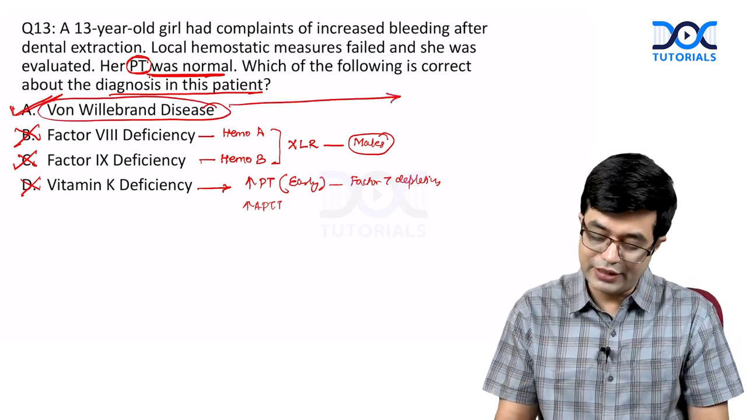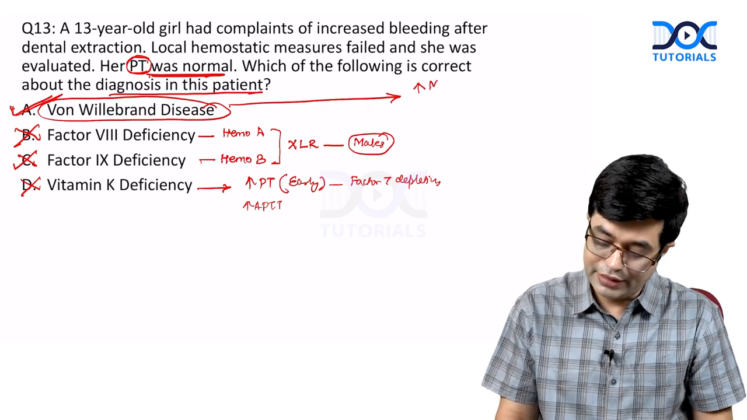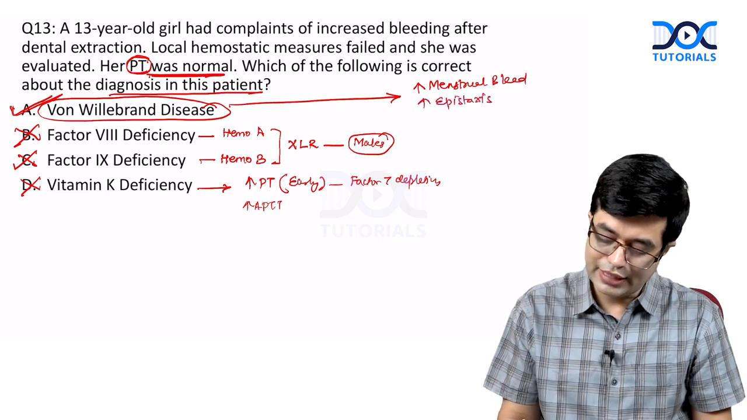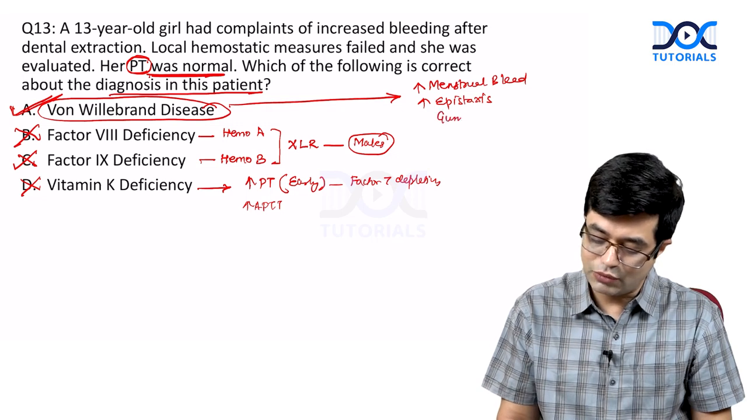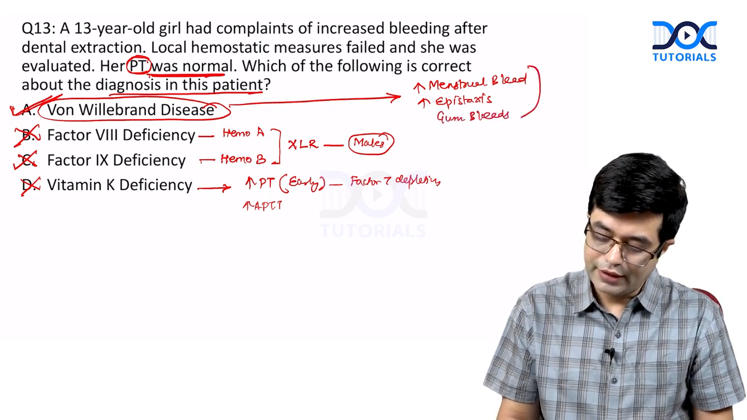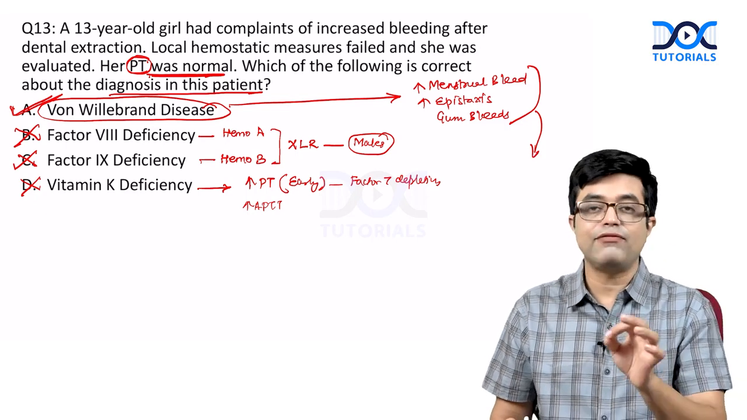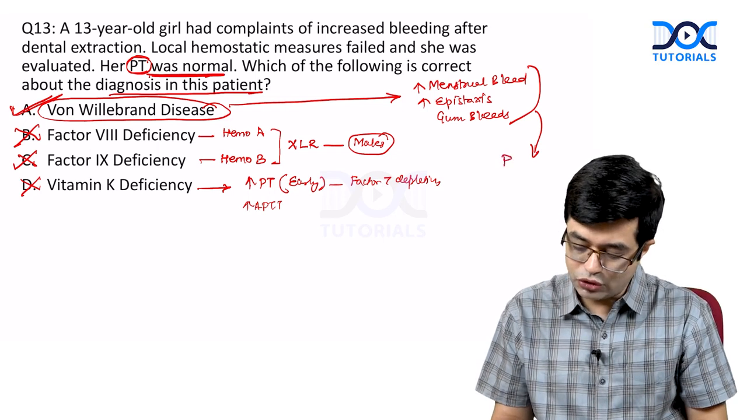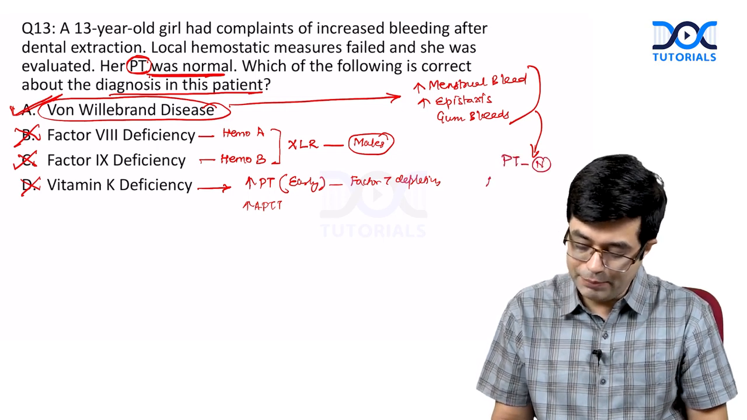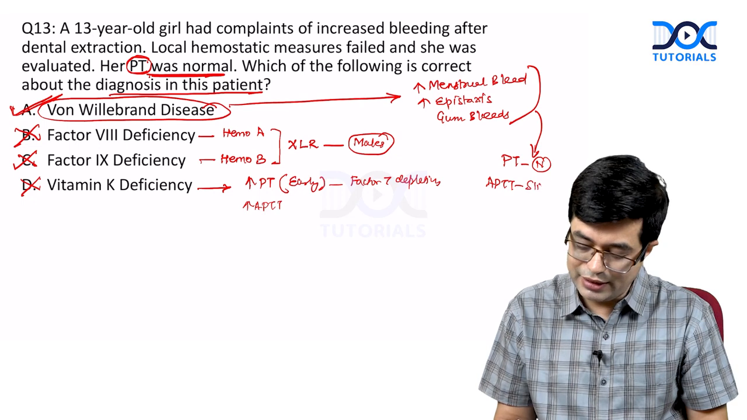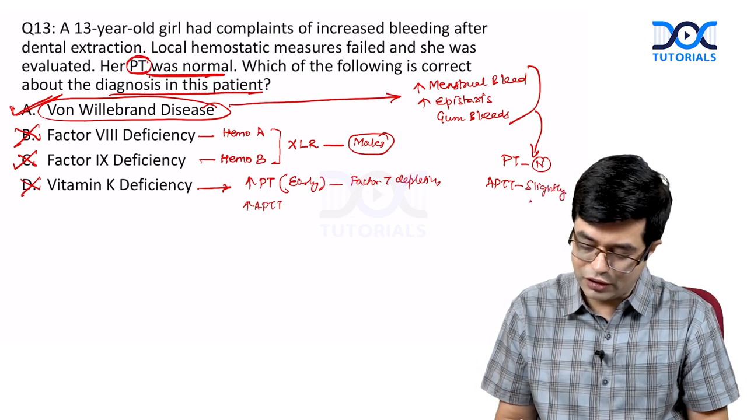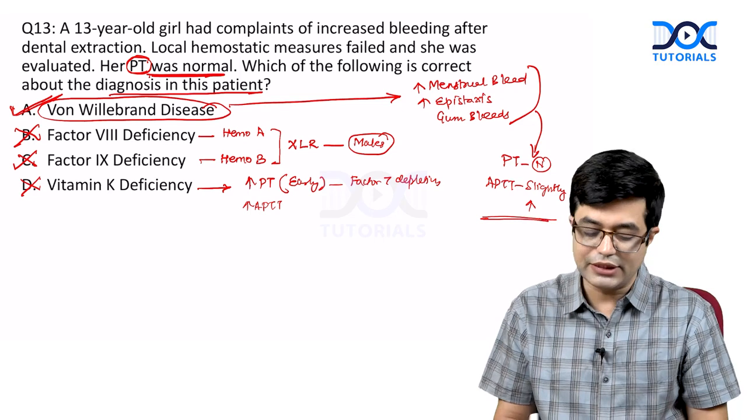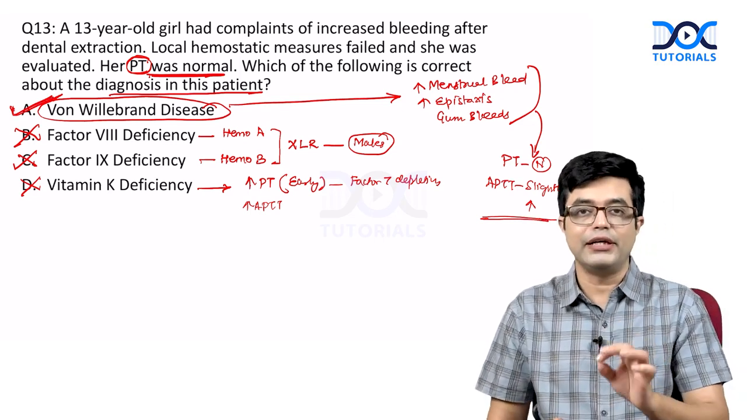These patients present with increased chances of menstrual bleed, if it is a girl. They also have increased chances of epistaxis, that is bleeding from the nose, and they sometimes have gum bleeds as well. Also, von Willebrand factor is a carrier of factor VIII. So in these patients, prothrombin time will be normal, but APTT will be found to be slightly prolonged. In rare patients, it can be normal as well. So this patient is fitting into von Willebrand disease.